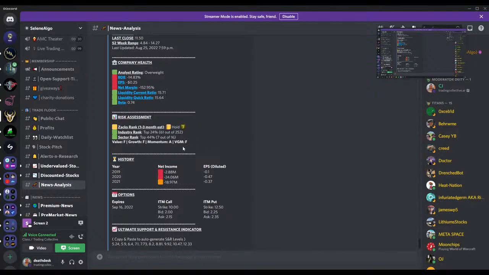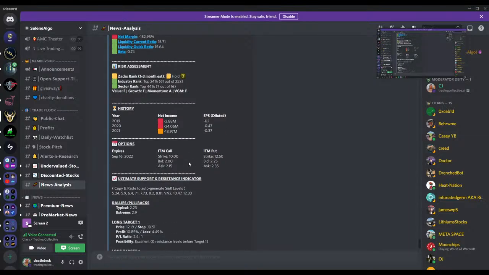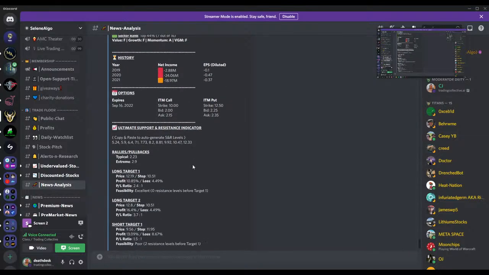It's also giving you the last 3 years for this security in particular. It does typically 4 or 5 years of history for net income and EPS, whether or not it's diluted. It shows the options contract which has the highest open interest. So in the money call right here is the $10 strike. In the money put right here, $12.50 put. It's giving you a represented bid and ask amount.